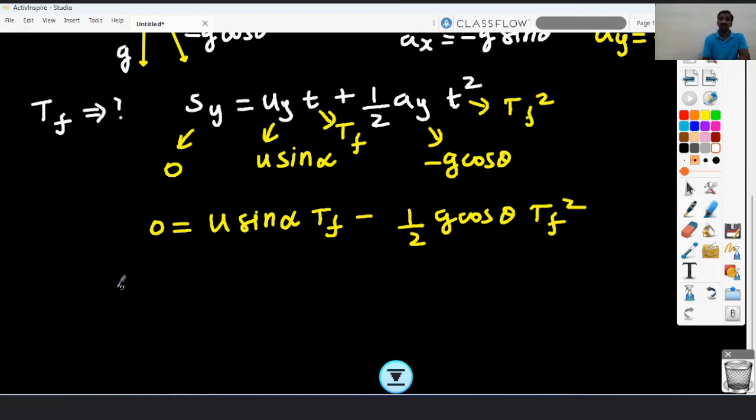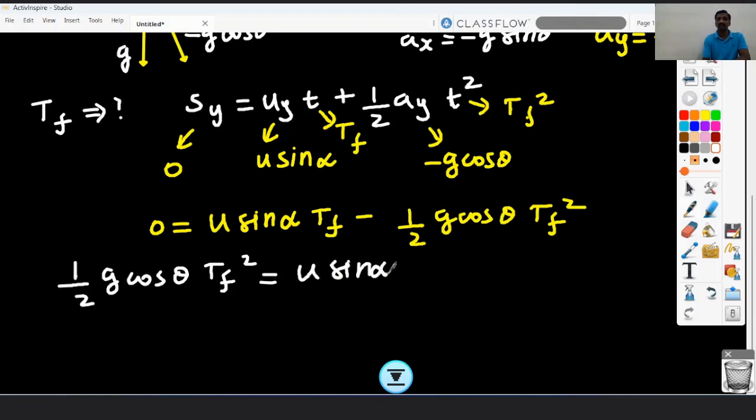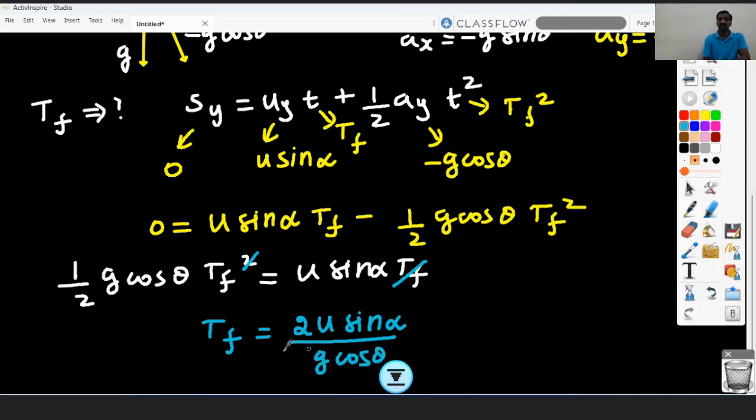Now if we rearrange this equation, we get 1 by 2 g cos theta tf square equal to u sin alpha tf. Here we can cancel the tf with the tf square, cross multiply the 2, and g cos theta goes to the denominator. Now we get tf equal to 2u sin alpha divided by g cos theta. So this is the relation for time of flight along the inclined plane from bottom to top.